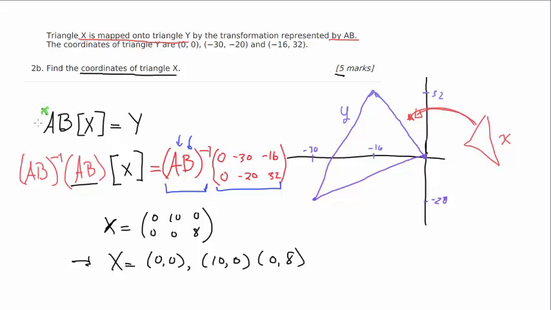So mark 1 is a method mark showing me that you're multiplying. Second mark would be then showing me that you actually have AB inverse times the matrix, and then what is your answer, and converting it into coordinates. That is how you gain those 5 marks. And there we have part B of question 2, or part C I should say.